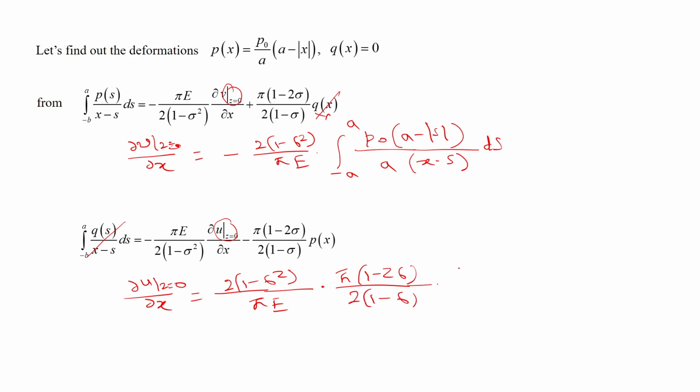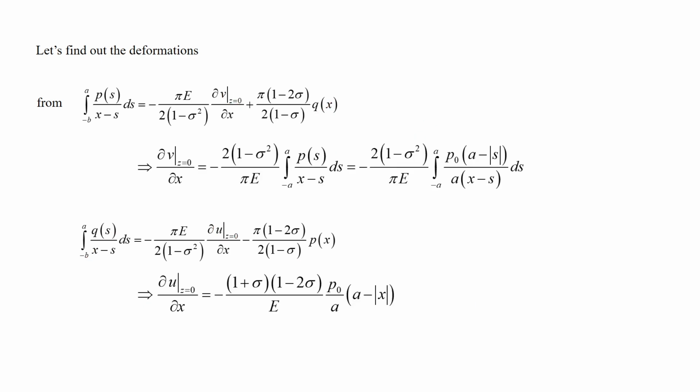So, p x is defined as p 0 a, and it is a minus x like this. So, over here 1 minus x and 1 minus x gets cancelled, not cancelled, it will be 1 minus sigma, and this pi gets cancelled, and a is fine over here. So, 2 and 2 get cancelled over here. So, we can write this del v by del x and del u by del x something like this.